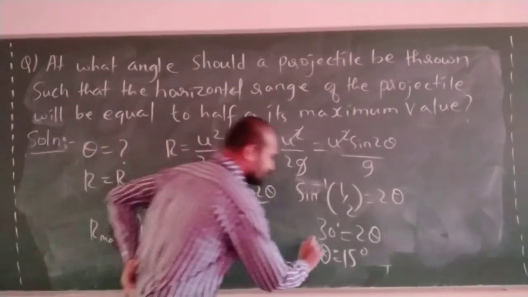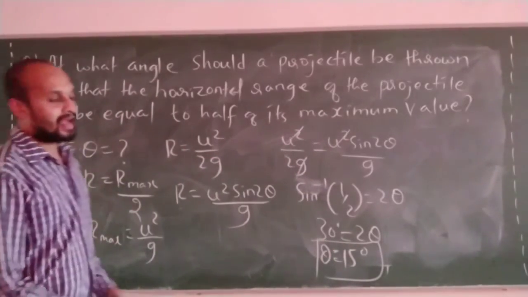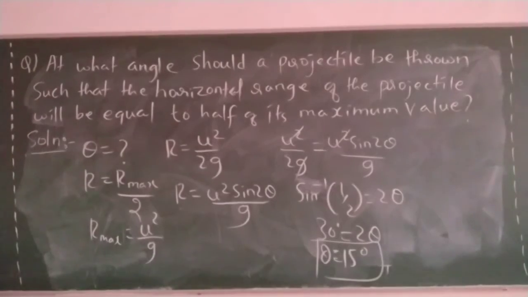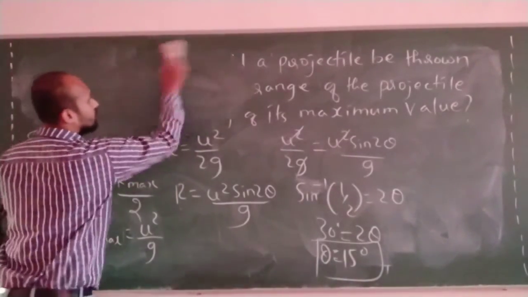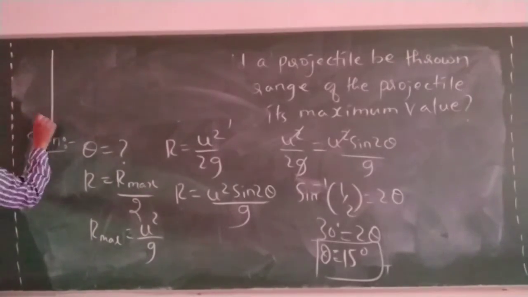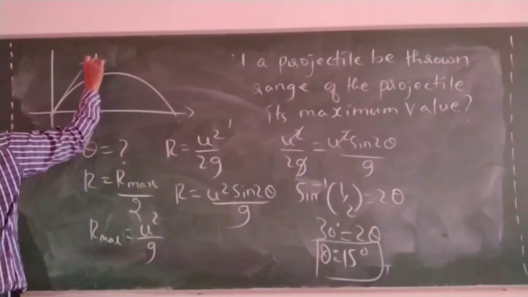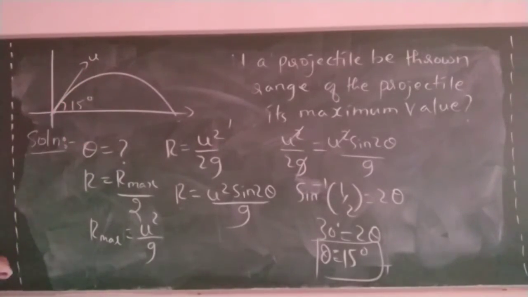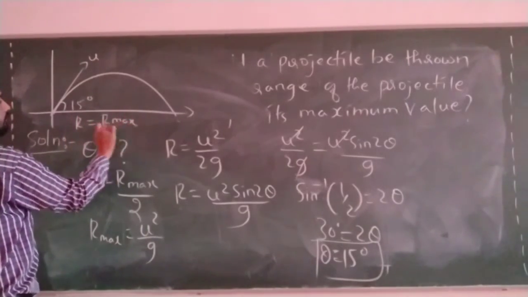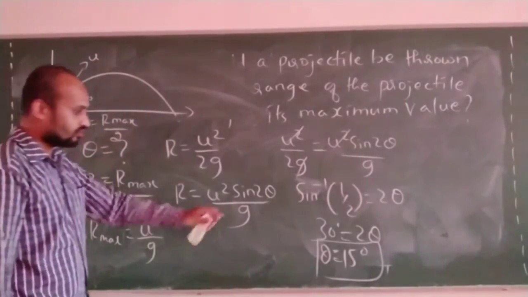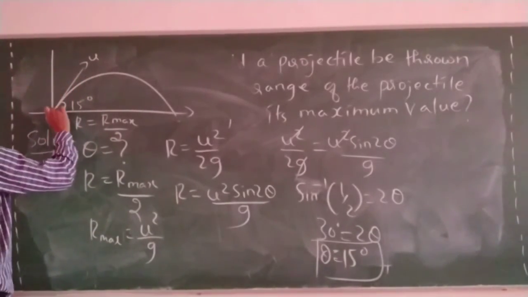So for angle 15 degree, if you throw a projectile, I will show you. For a particular initial velocity u, at 15 degree, the range will be equal to R max by 2. Correct? No? There is another angle also. If they ask another angle, what is that? We have studied that.